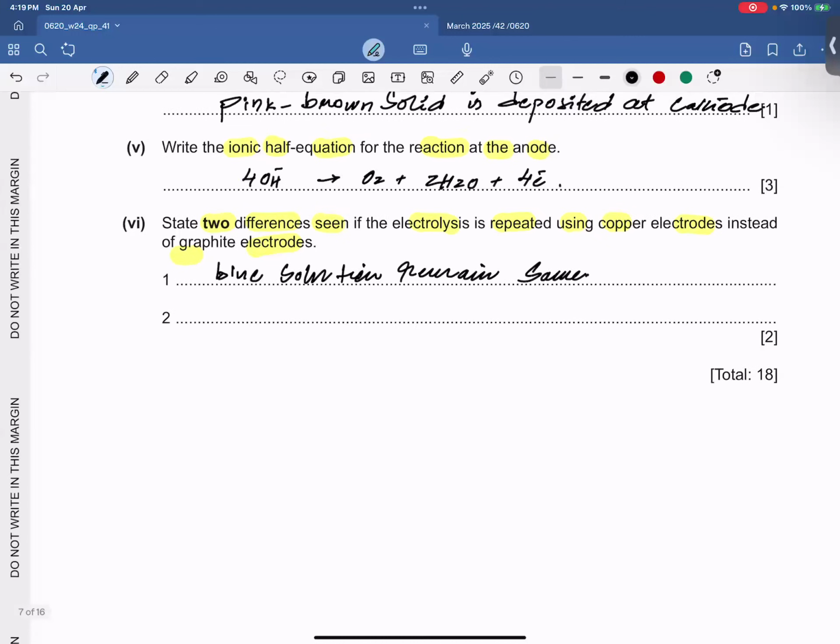And the second one is, when we use copper electrode, obviously the mass of anode dissolves itself because copper is oxidized into copper ions. So mass of copper anode dissolves with time.